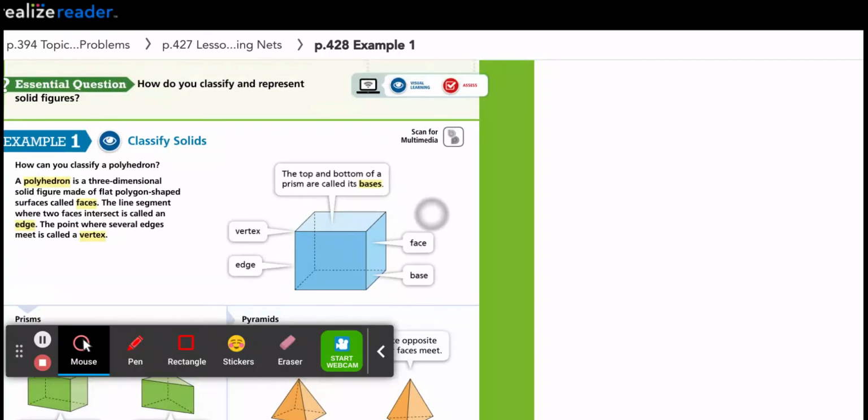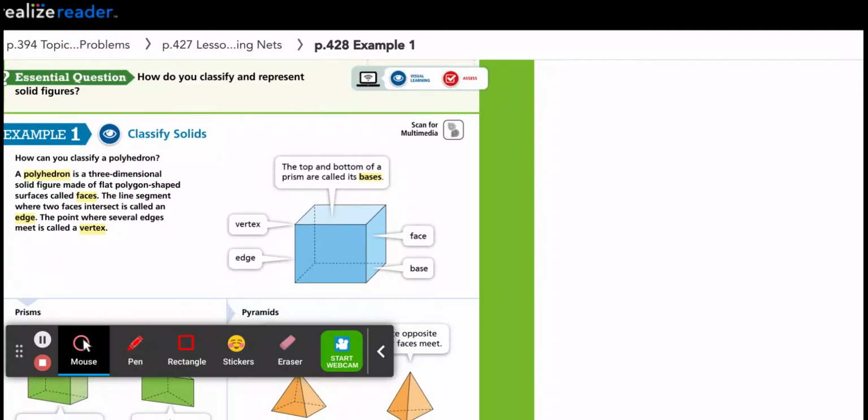This is lesson 7.5. We are going to be looking at solid figures. So we're going to learn how to classify and represent solid figures. There are some vocabulary words that we have to know for this lesson. The first one is polyhedron.